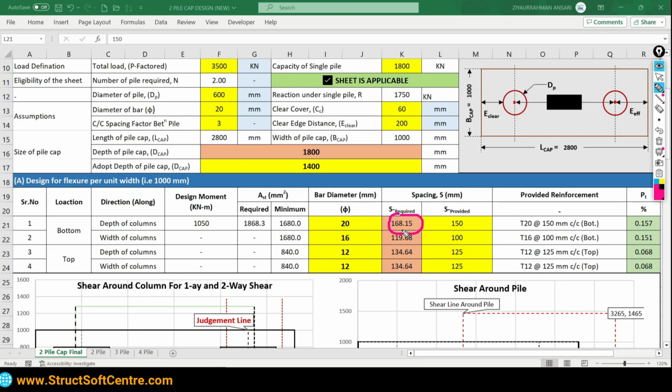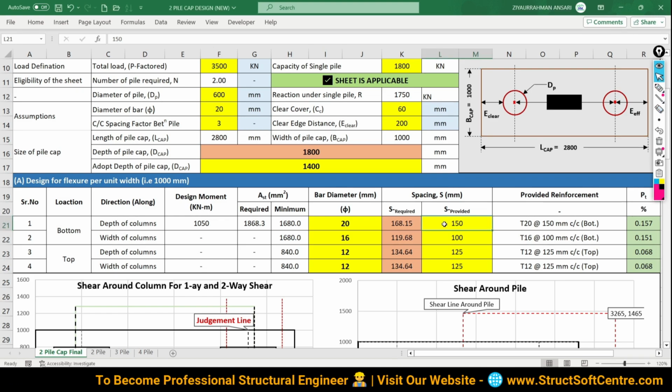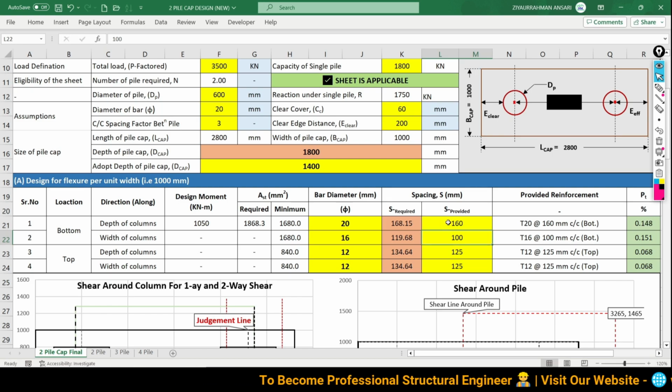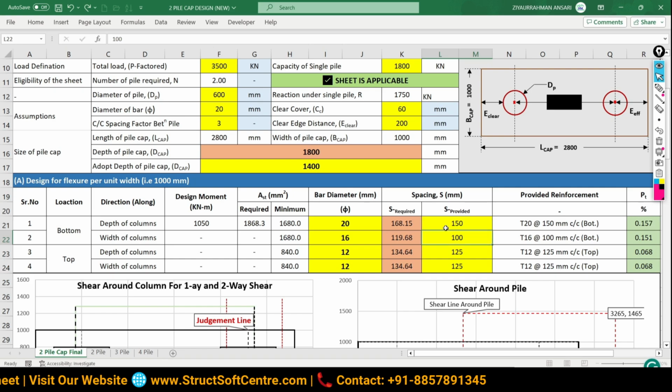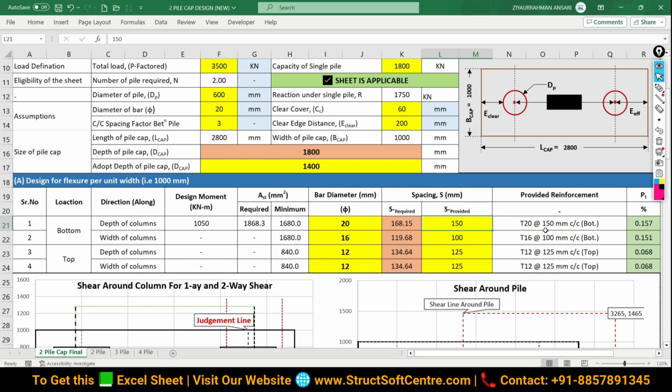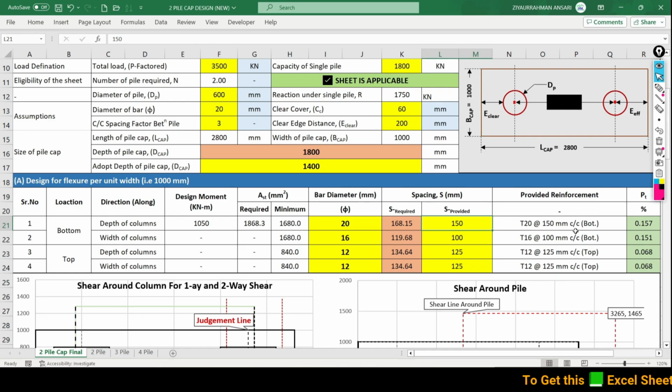So 168, but you know very well we provide on the safer side, the spacing on the lower side, that is 150 mm I am going to choose. You can take 160 also, you can take 165 also, but actually we are providing by rounding this by a factor of 25 mm, so that it will be easy to execute on site, because 25 mm is equal to 1 inch. So that's why we are going to take the spacing as 150 mm center to center of the bar. So total reinforcement provided is 20 mm dia at a spacing of 150 mm center to center at bottom. BOT means bottom reinforcement.